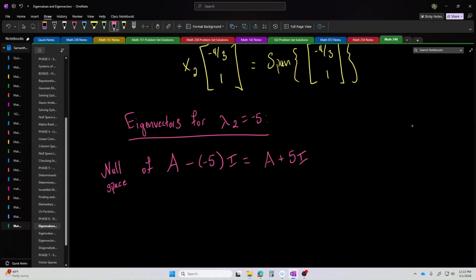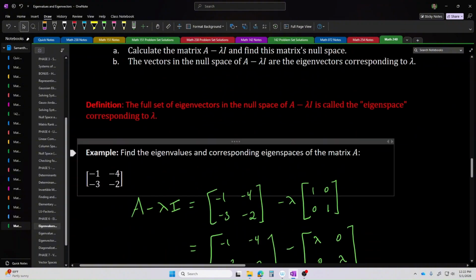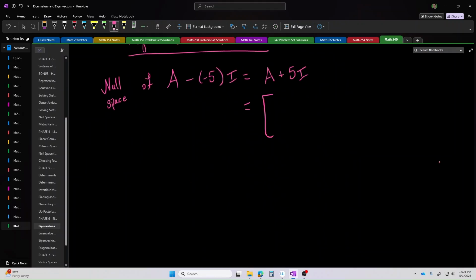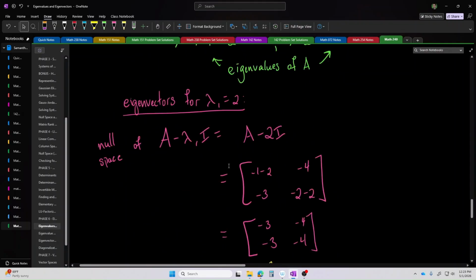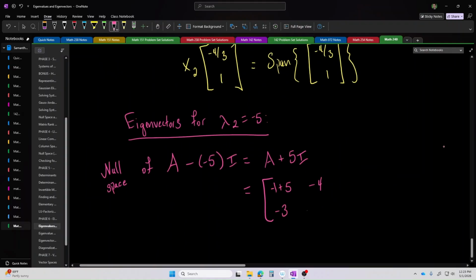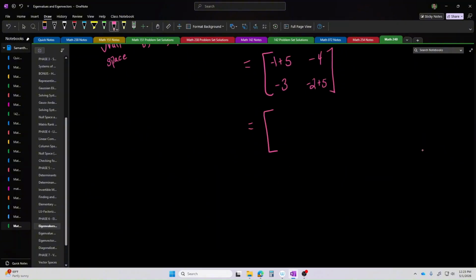matrix. So in other words, I need to go into the matrix A and add the number 5 to each of the diagonal entries. Negative 1 plus 5, the entries negative 4 and negative 3 are unchanged. And then in the bottom right corner, negative 2 plus 5. So after simplification, this gives me the matrix 4, negative 4, negative 3, and 3.